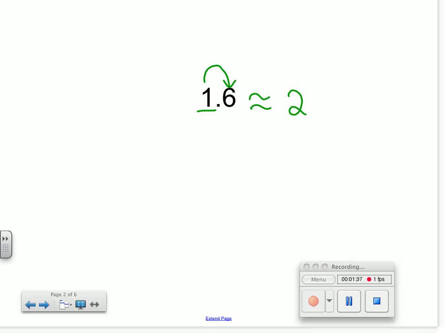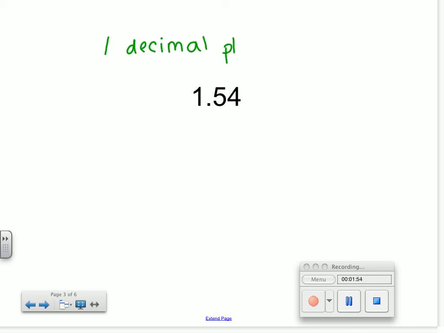Okay, let's look at this example here, 1.54. Let's round this number to the 1 decimal place. Your book will always state it in this way, the 1 decimal place. The 1 decimal place is the same as asking for the tenths. So we want to round this number to the tenths.